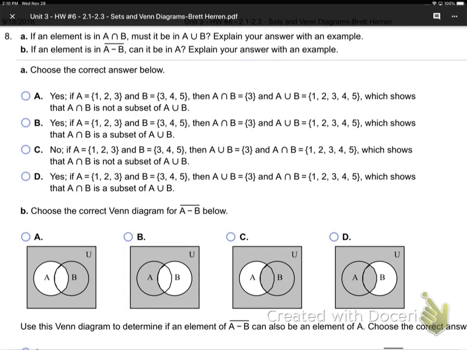Can you read that at the top there? If it's in A overlap B, must it be in the union? I don't know if you're going to have time to write down everything that's here. You'll see it on the homework. If an element's in the intersection, must it be in the union? What do you think? Just off the top of your head, yes or no? If it's in the overlap, must it be in the union?